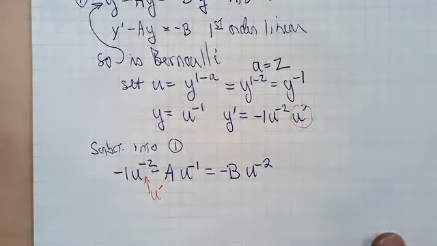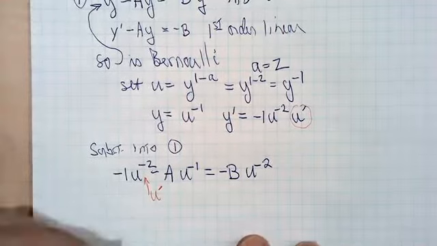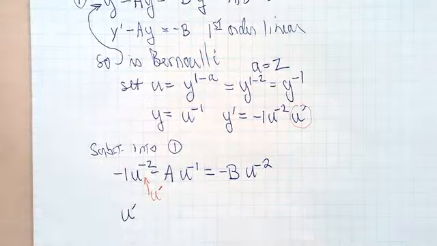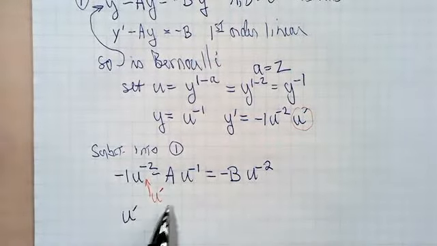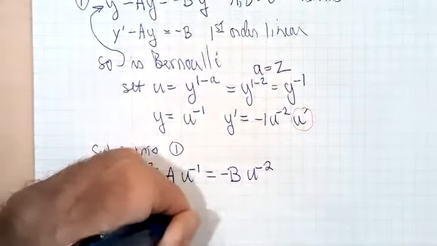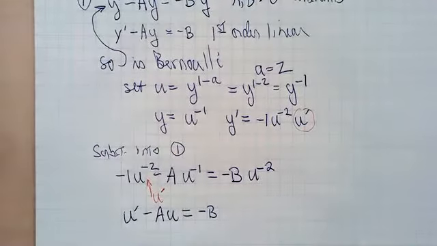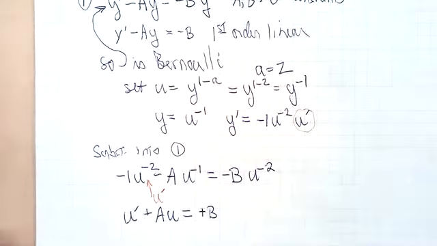u prime. Okay, so multiply through, actually let's multiply through by negative u squared. So u prime is all that's left. If I hit that by a minus u squared, this would be minus A u, and this would be minus B. Plus B. The sign of everything's supposed to change. Minus, minus, minus becomes plus, plus, plus.